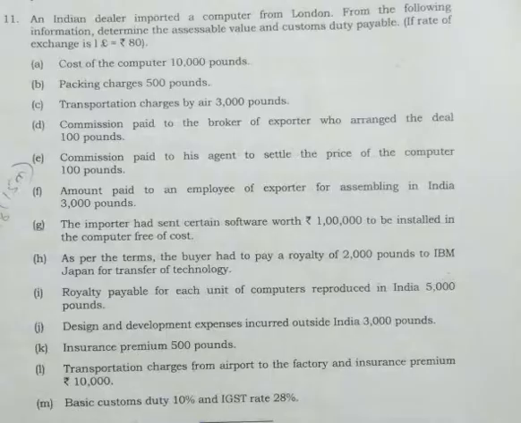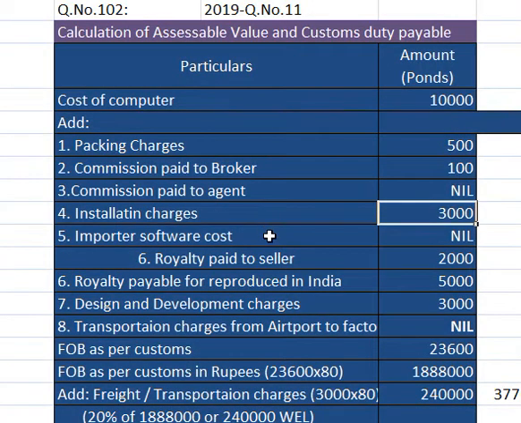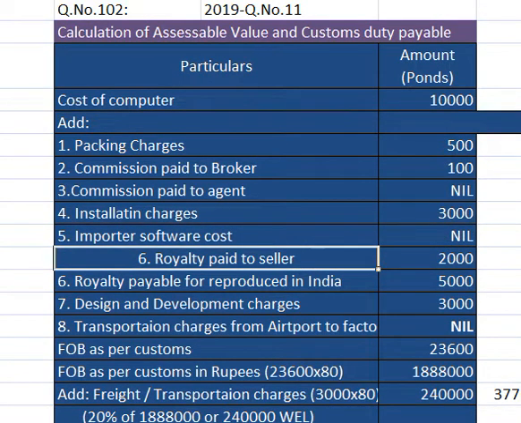Then move to the next point. The next point is: the importer had sent a certain software worth rupees 1 lakh to be installed in the computer at free of cost. It is free of cost software, and it is included. Who did this one? The importer spent this amount at the importer's place. Software is normally installed in the importer's place, not the exporter's place computers. So this one is not considered as cost of the software because it is paid on Indian soil. It is not given, but the installation of software is in Indian land.